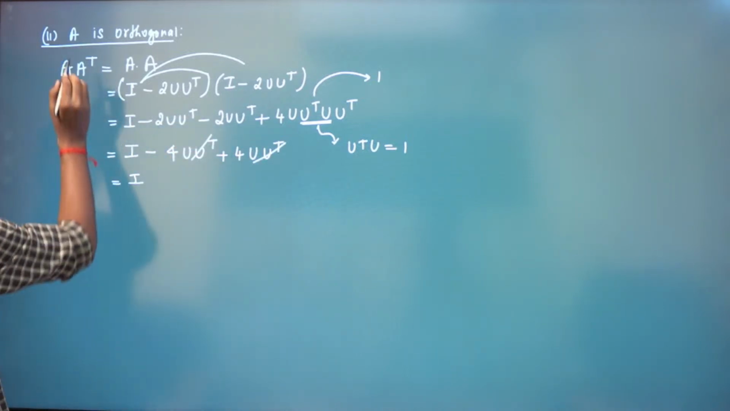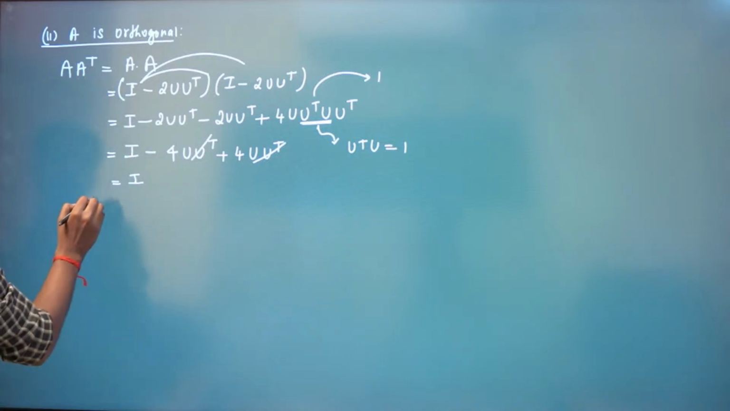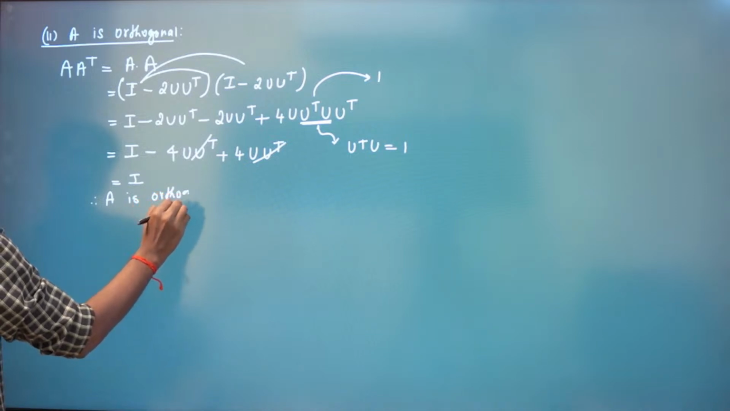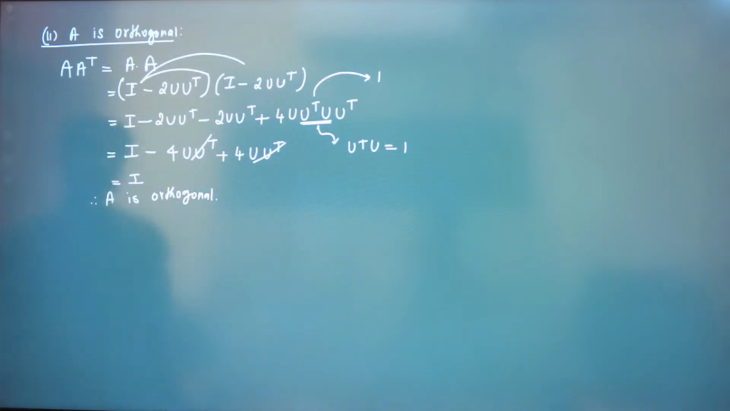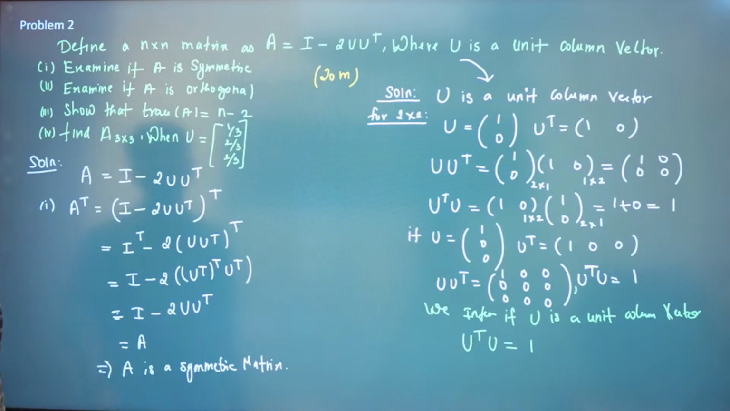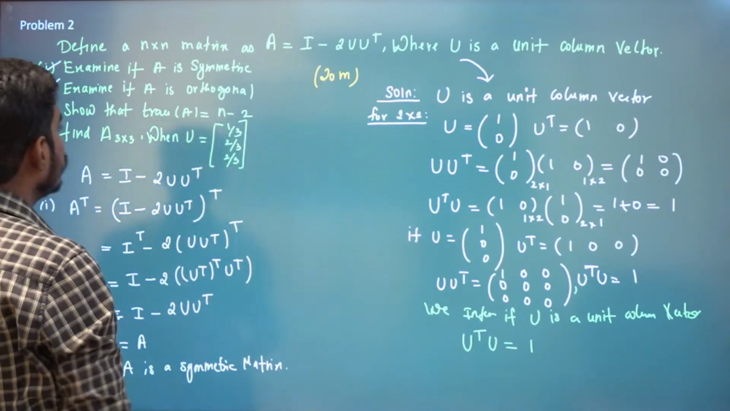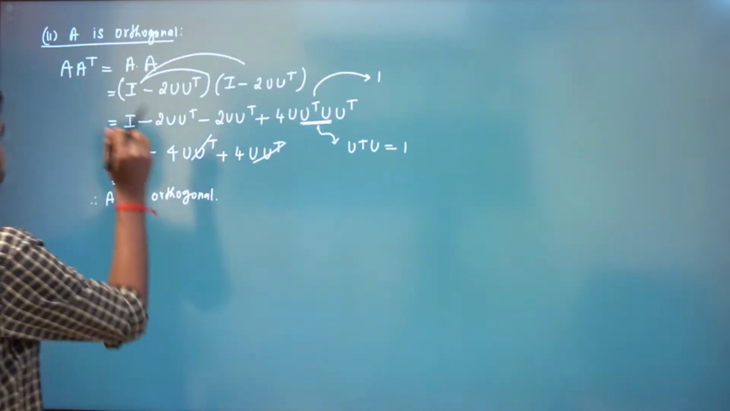So we have proved that A into A transpose is equal to I. So therefore this A is orthogonal. Right? So therefore this A is orthogonal. Okay. Yes, this is symmetric. Yes, this is orthogonal. Show that trace of A is given by n minus 2.